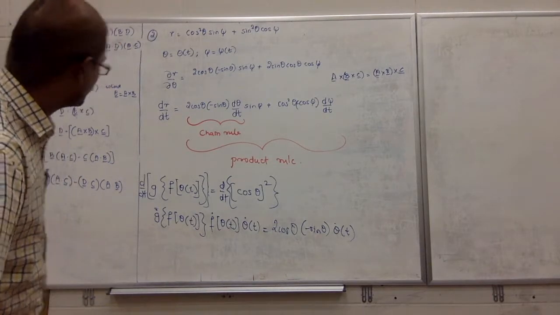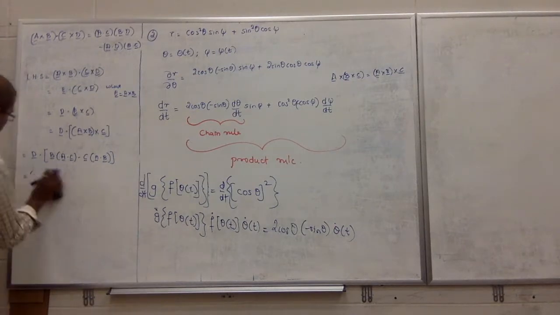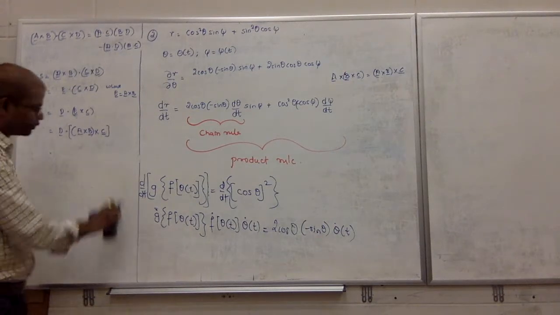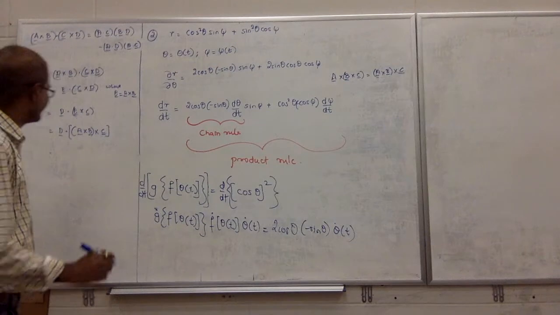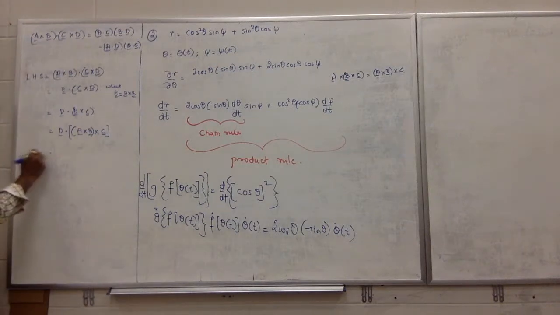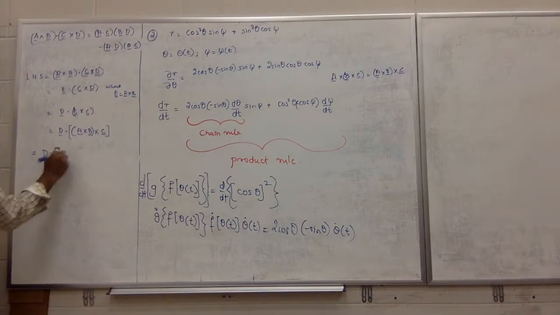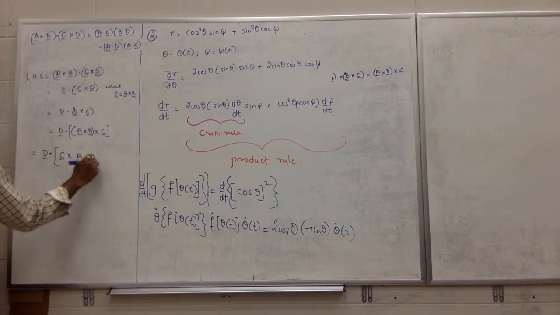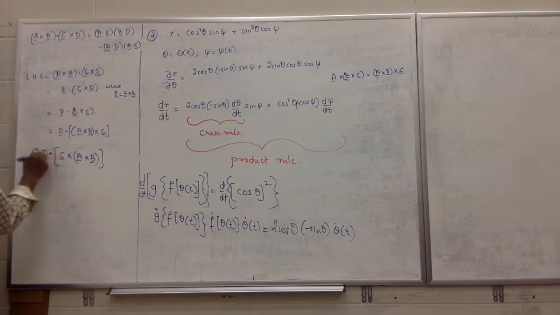Right, let's do it the other way. This would be written as D dot C cross A cross B, and I'm just going to put the negative here.